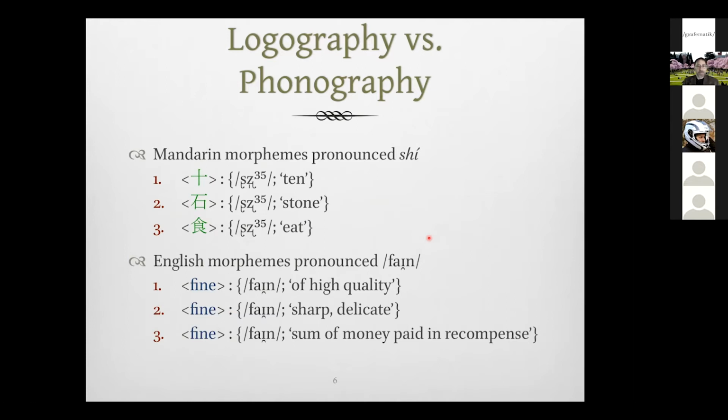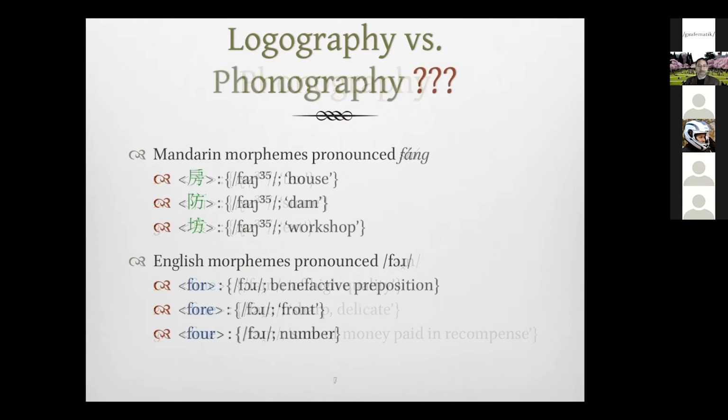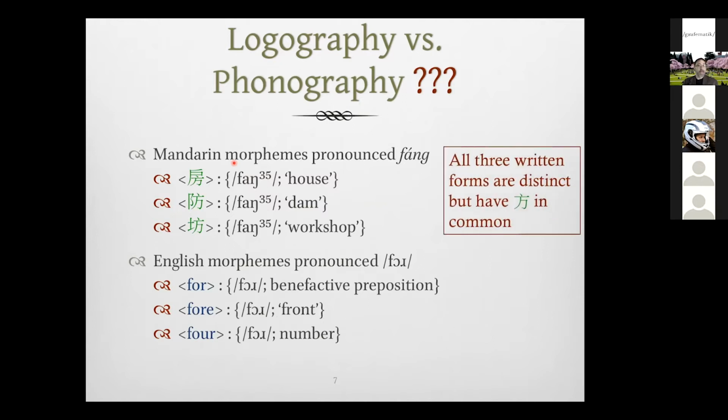But if we look at other data, it's not so clear-cut. So here are two other triplets of homophones. Here are fang, fang, and fang, three distinct morphemes in Mandarin. And if you look at them carefully, you will notice down here on the lower right, here on the right, and here on the right are a common element which is an indicator of the syllabic pronunciation.